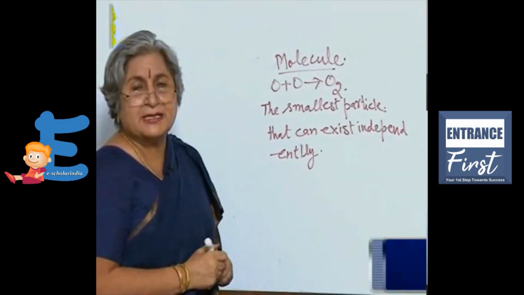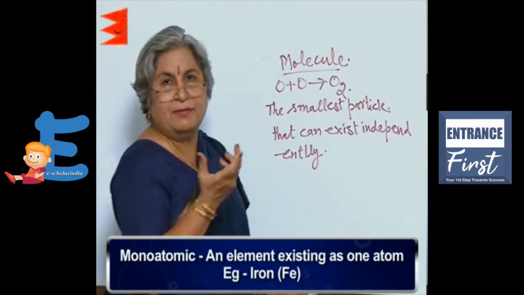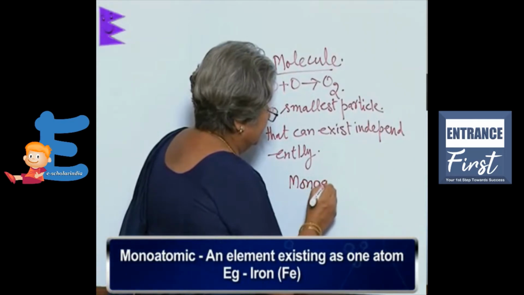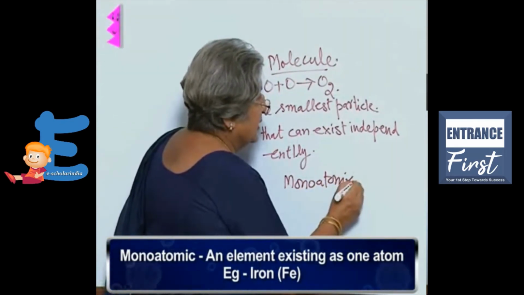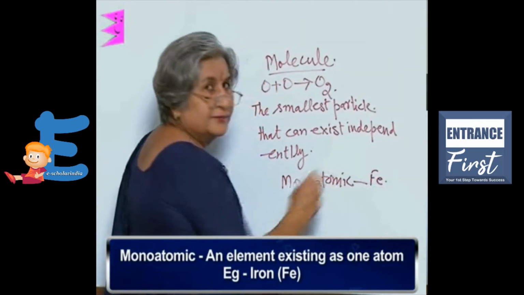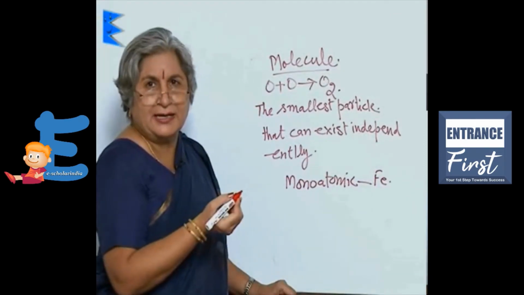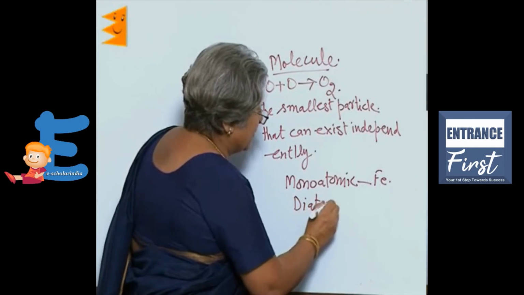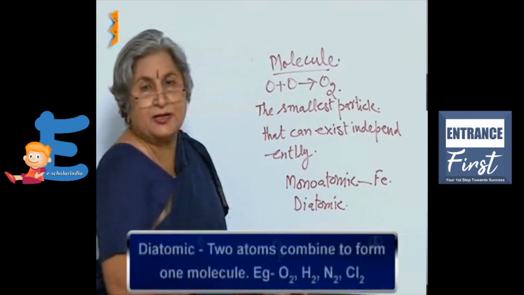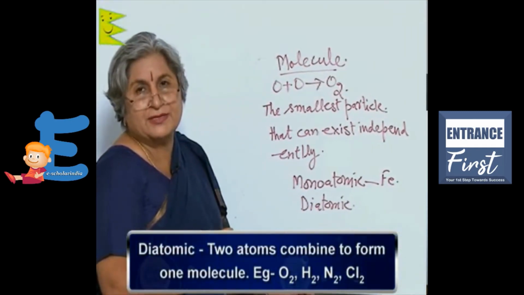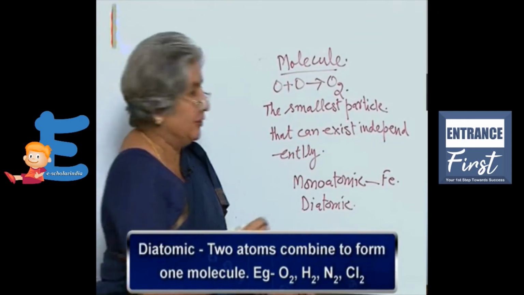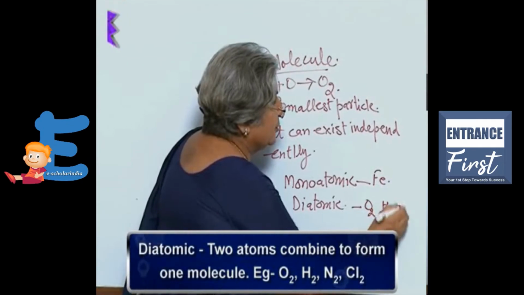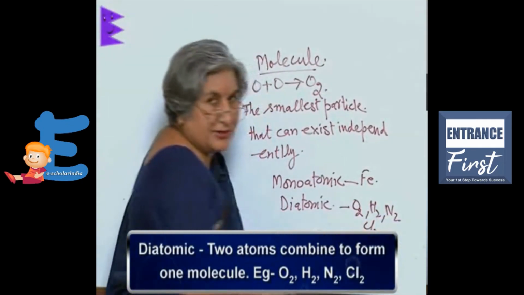In some cases, an element can exist as one atom only. It is called monoatomic. Example, iron. So one molecule is just one atom. In some cases, like especially gases, it is diatomic. That means two atoms combine to form one molecule, like O2, H2, N2, Cl2, etc.